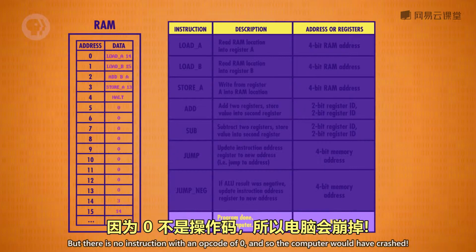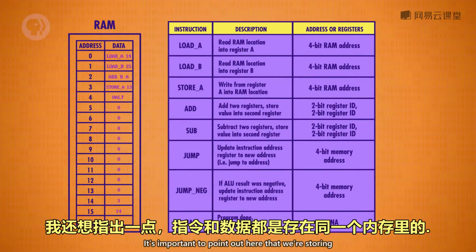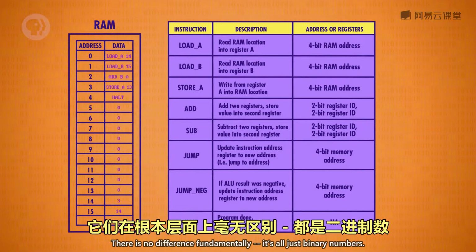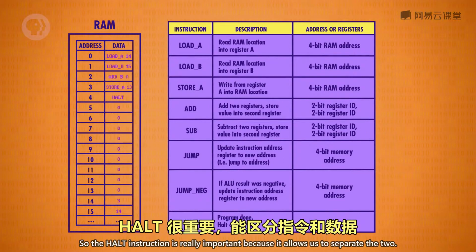But there is no instruction with an opcode of 0, and so the computer would have just crashed. It's important to point out here that we're storing both instructions and data in the same memory. There is no difference fundamentally, it's all just binary numbers. So the halt instruction is really important because it allows us to separate the two.